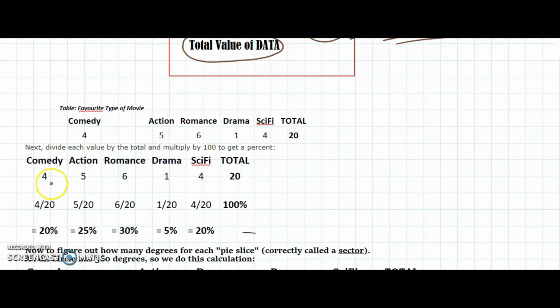So it is done as 4 divided by 20, then 5 divided by 20, then 6 divided by 20, then 1 divided by 20, and then 4 divided by 20, as the total is 100%. So 4 upon 20 multiplied by 100, we get 20%, then 25%, 30%, 5%, and then 20%. This is the percentage we have just obtained.